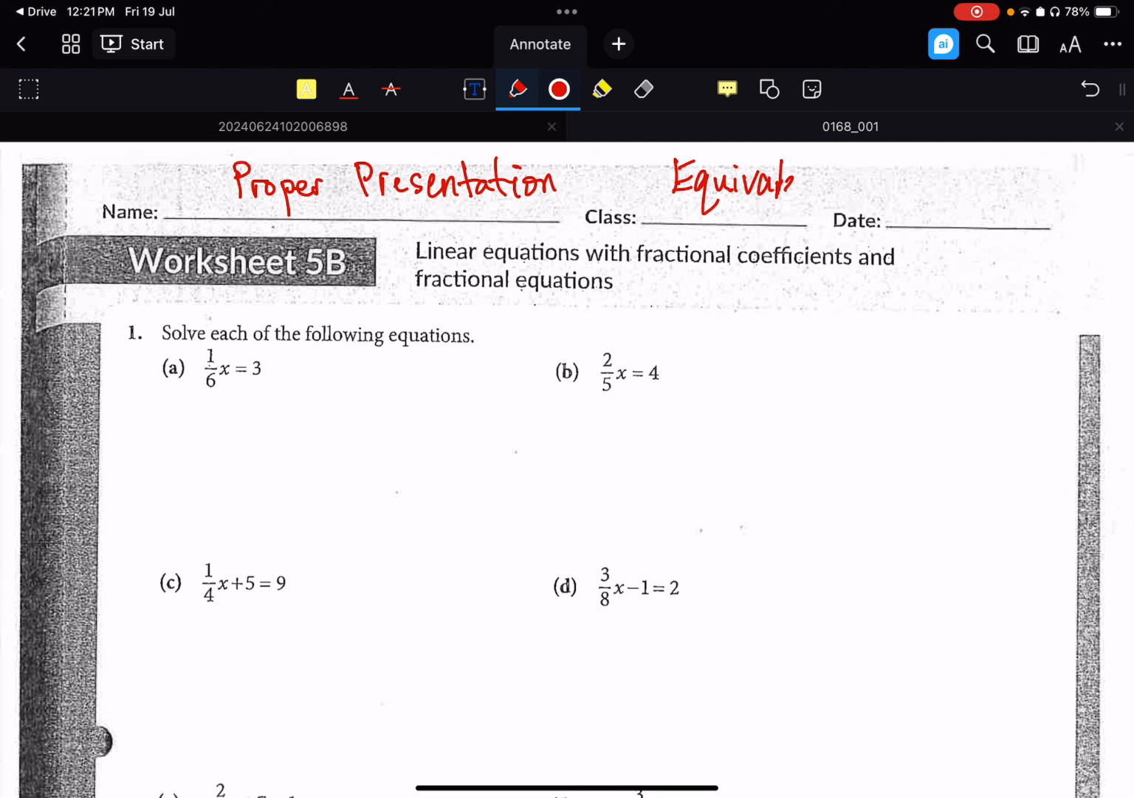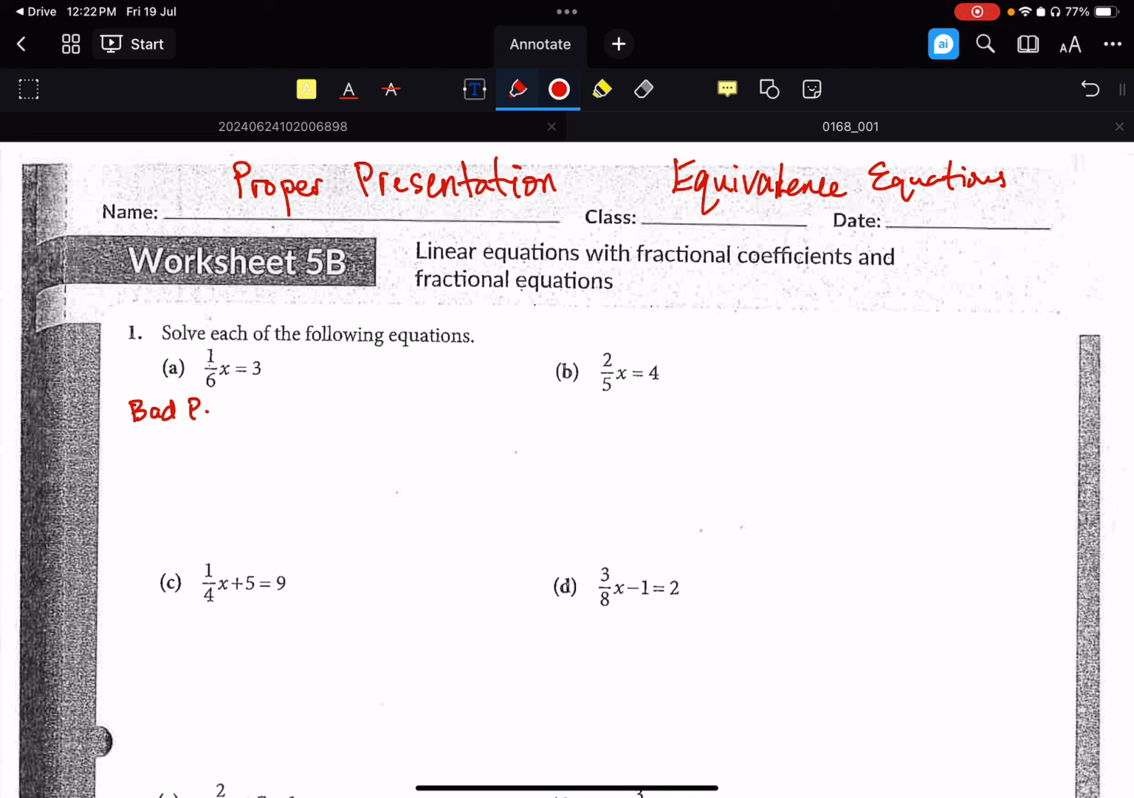Oops, how do you spell that? Okay, pardon me, my spelling is not the best. Equivalence equations, right? The idea is we need to write equivalence equations from one step to the next. Calculations are not what we want. There's no point having calculations. For example, this is bad presentation.